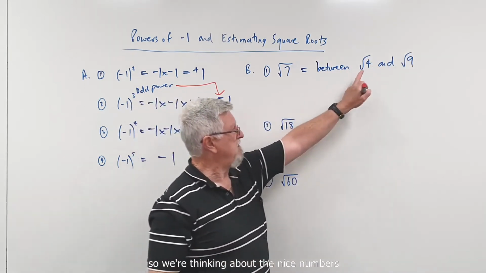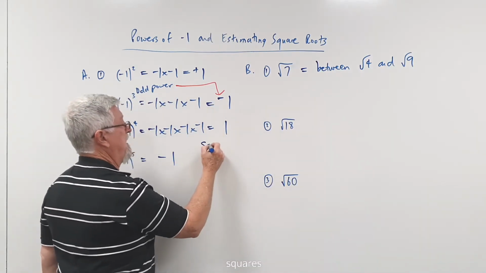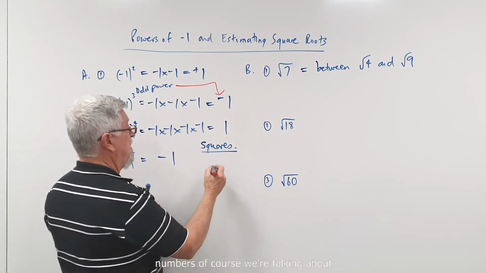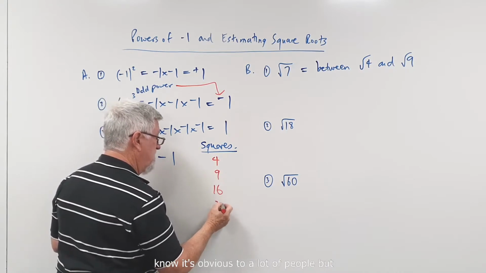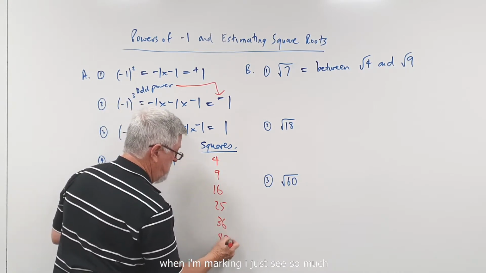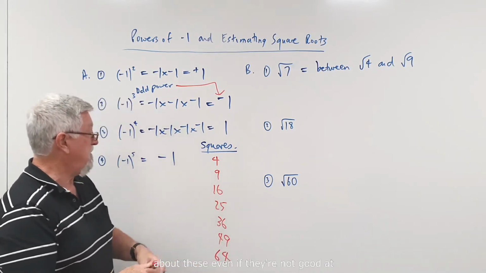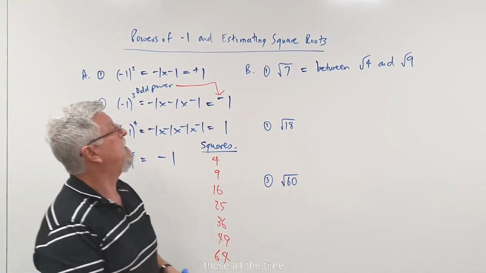So we're thinking about the nice numbers. I'm always talking about the nice numbers, and the nice numbers are these squares. And when you talk about squares and nice numbers, of course, we're talking about 2 2s are 4, 3 3s are 9. I know it's obvious to a lot of people, but when I'm marking, I just see so much where people mess up. Even with my grandchildren, even if they're not good at their times tables, I nag about those all the time.